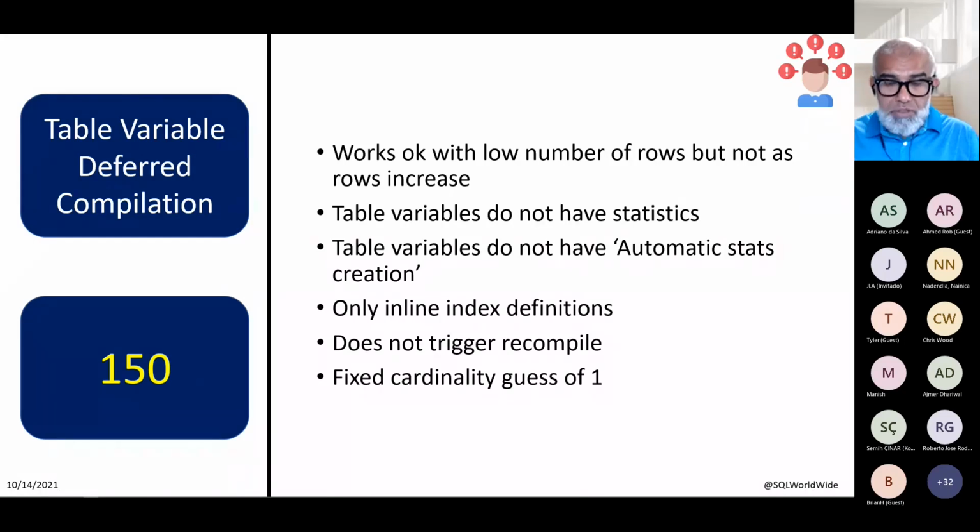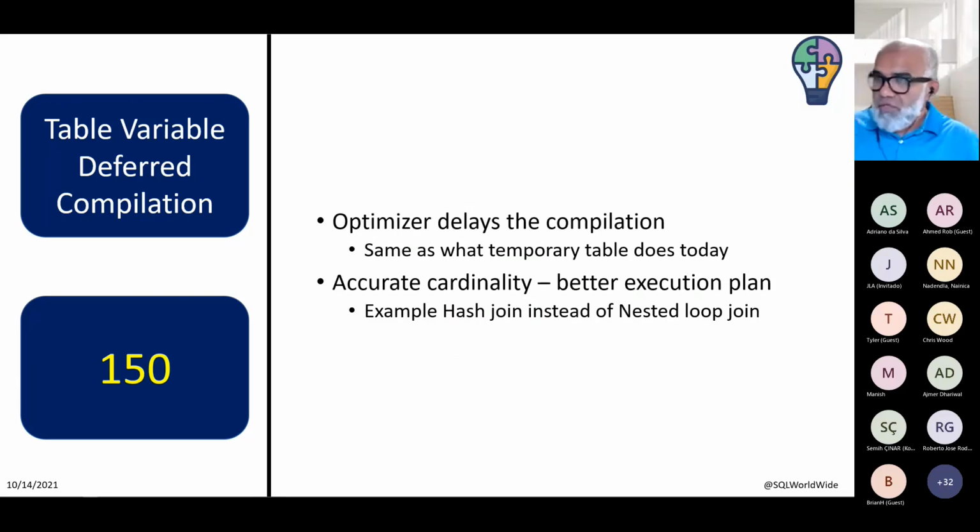So during the optimization and the initial plan compilation, if it sees a table variable, it will wait. When the table gets populated, it will see exactly how many rows are in that table variable that you declared. Based on that, it will compile the rest of the branch of the query and optimize the downstream plan operations. As I said, the optimizer will delay the compilation and get the accurate cardinality.